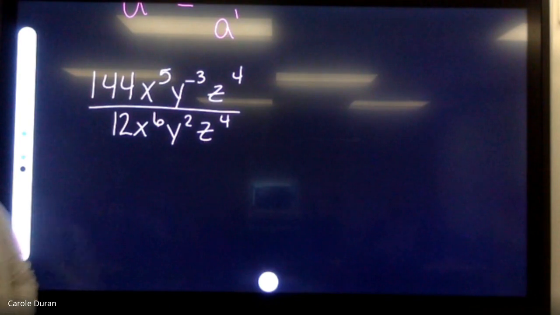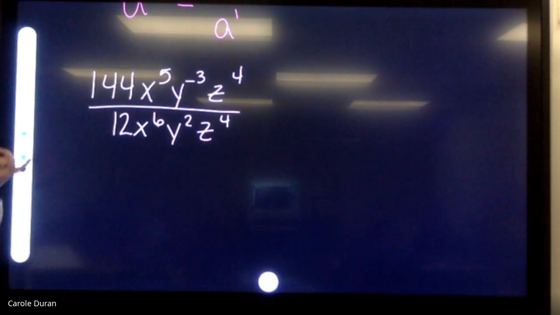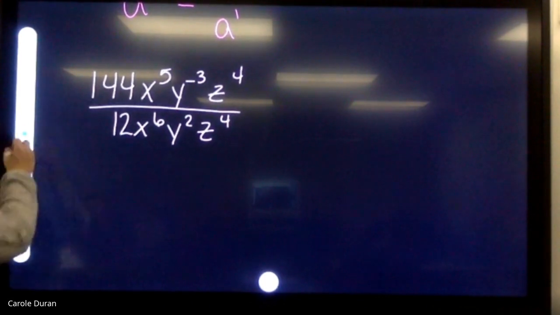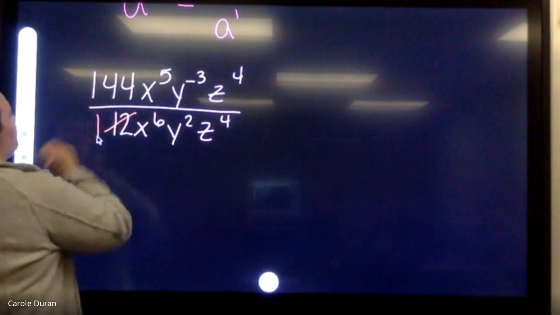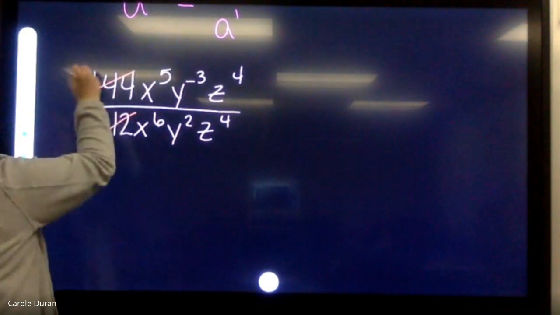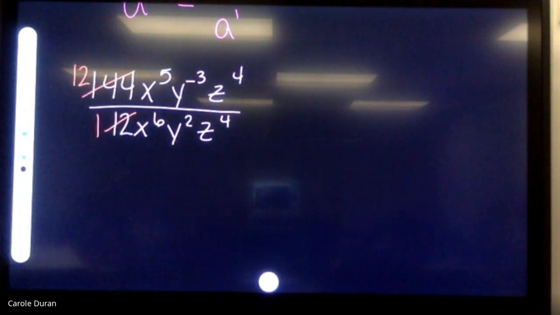Okay, so let's start simplifying. The first thing I like to do is reduce my whole numbers. Looking at the 144 in the numerator and the 12 in the denominator, is there anything I can take out of both of those? 12. I can clearly take a 12 out, which means I'm left with a 1 in my denominator and a 12 in my numerator, correct?